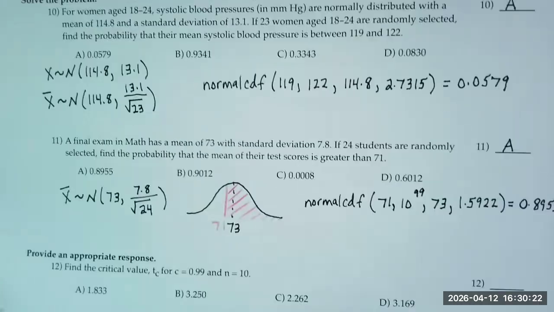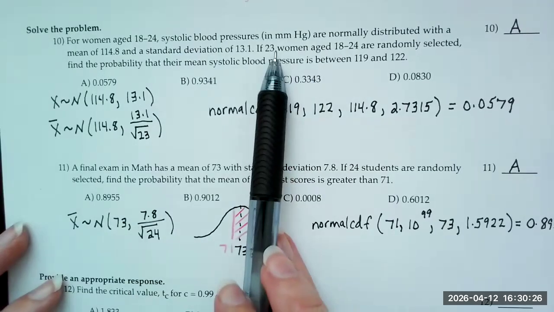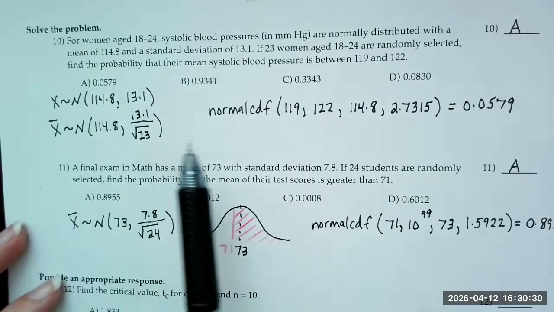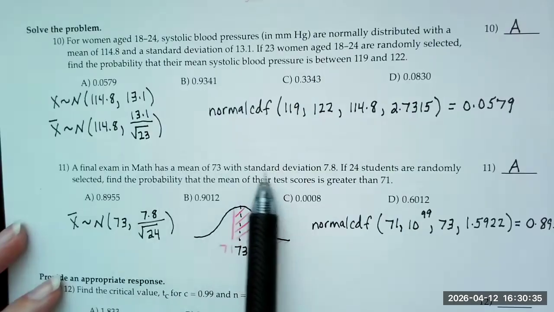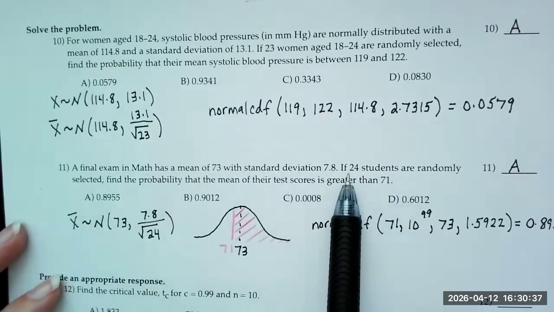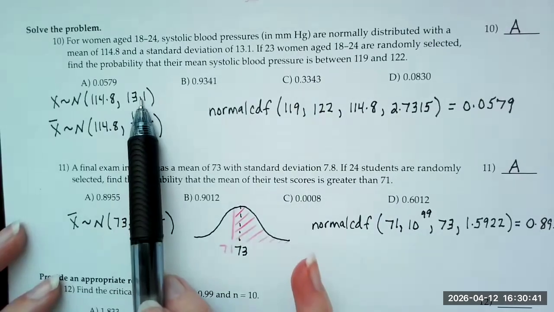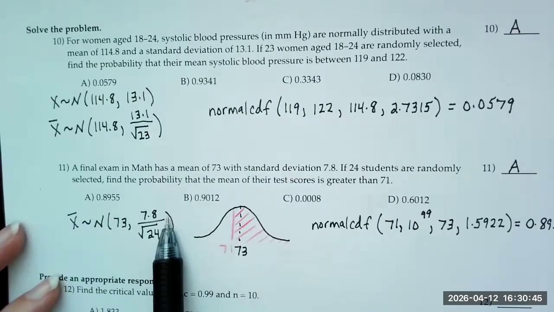So both of those ones fell under central limit theorem because we were talking about a sample. We had a sample of 23 people for this one, so we needed to divide by the square root of 23. And we had 24 students, and we're talking about means of test scores. Those are normally distributed, and we're going to divide by the square root of that sample size. So when we're doing central limit theorem problems, you're using the standard error instead of the standard deviation.